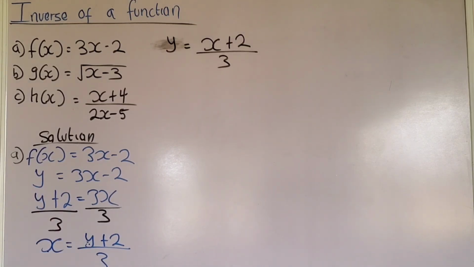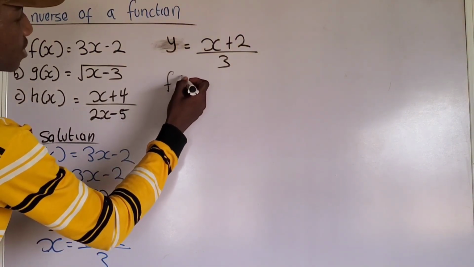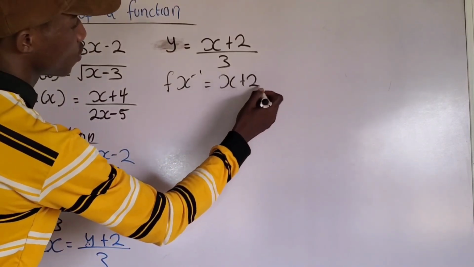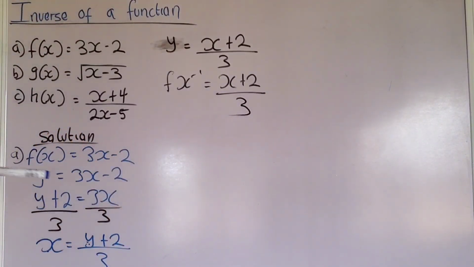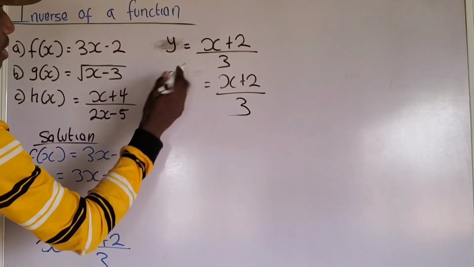So, in that case, the inverse of this function will be equal to x plus 2 all over 3. Do you understand? Inverse of f of x. Oh, sorry. This should be minus 1.